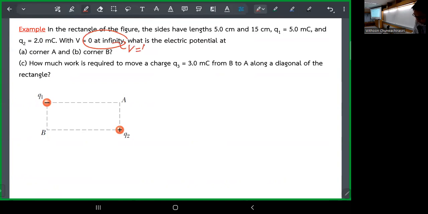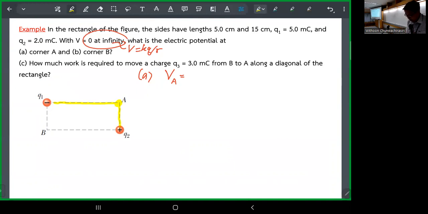This means we are going to use this KQ over R. Now, question number 1: what is the electric potential at the corner A and B? This is easy. The corner A and corner B potential is easily calculated, so let's attack that one first. For part A, the potential at A is going to have 2 contributions: one from Q1 and one from Q2.